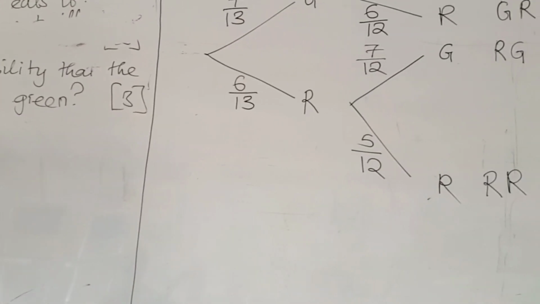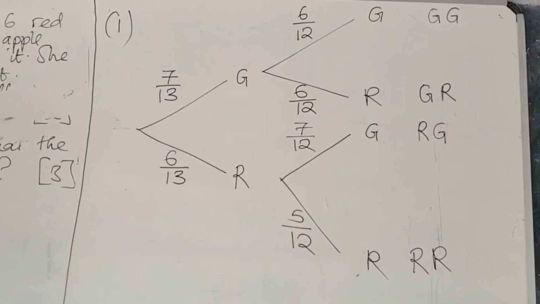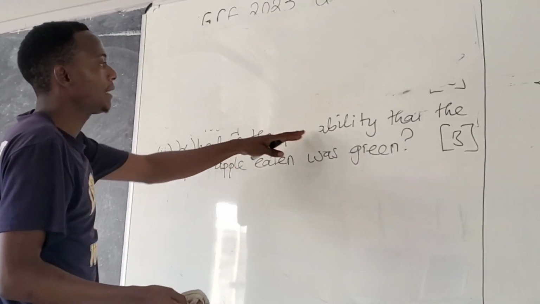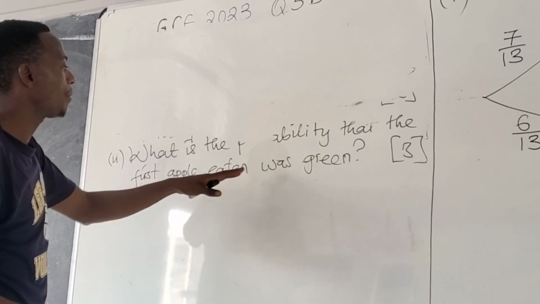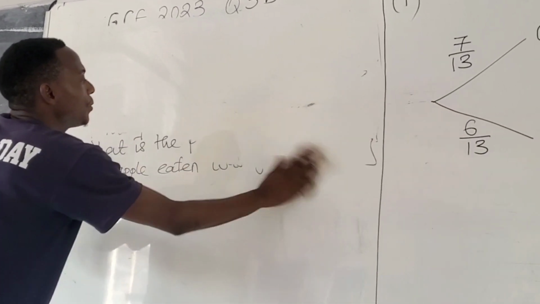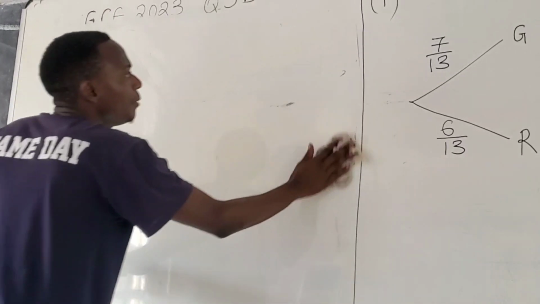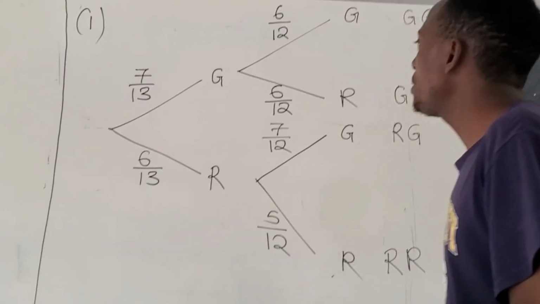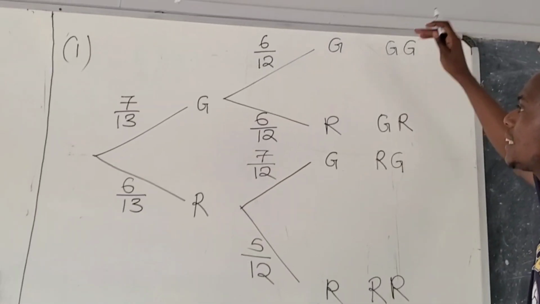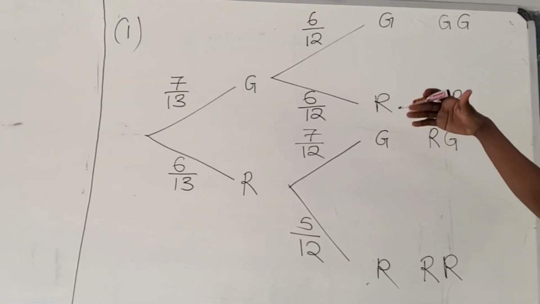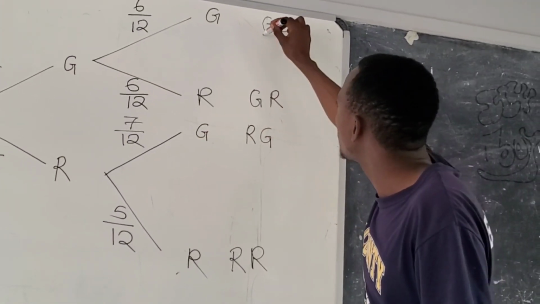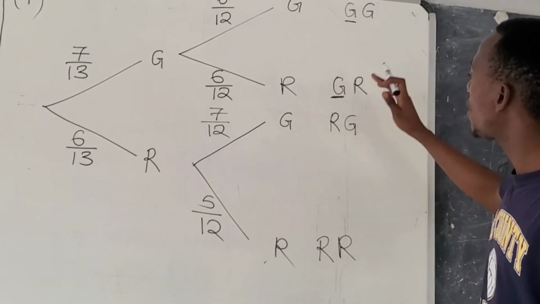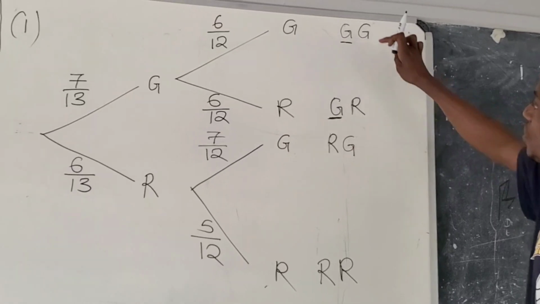Now, the second part is asking us to find the probability that the first apple eaten was green. So what does it mean? We use our tree diagram. So in this case, as long as the first apple was green, because they are saying that the first apple was green. So have you seen, this was the first apple. The first apple was green. So how many options here are these two?